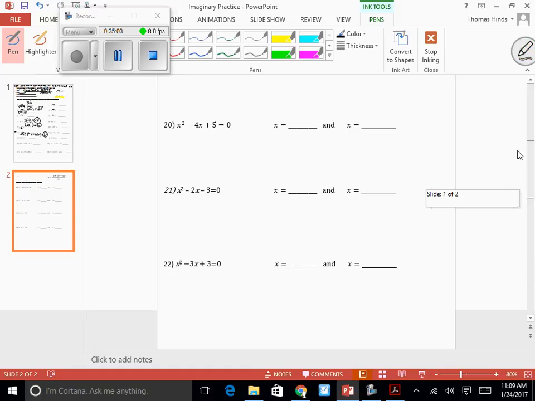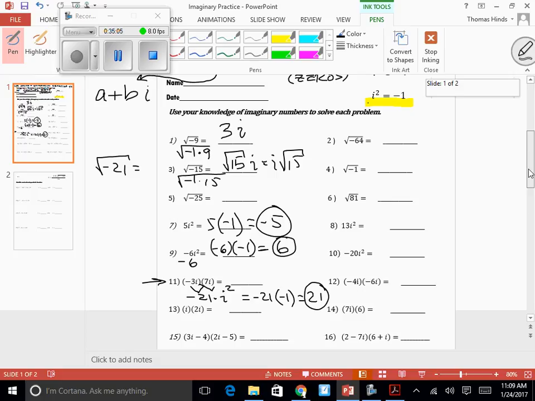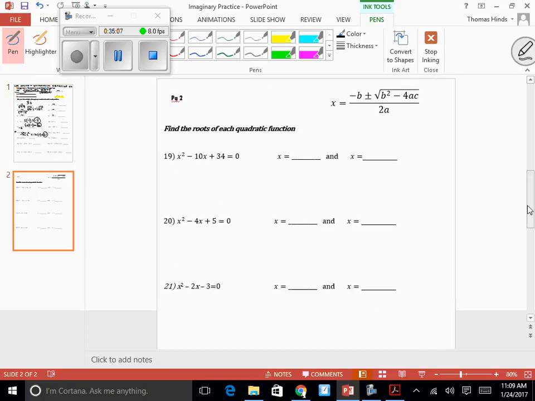Please write down the following. Is that an 8? Or is that a 9? It's an 8.